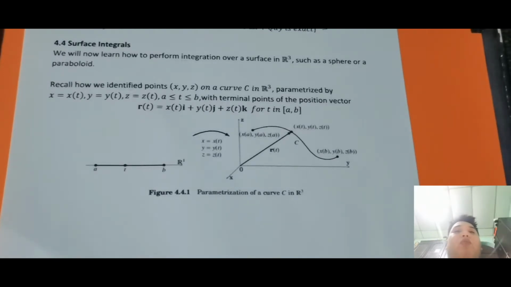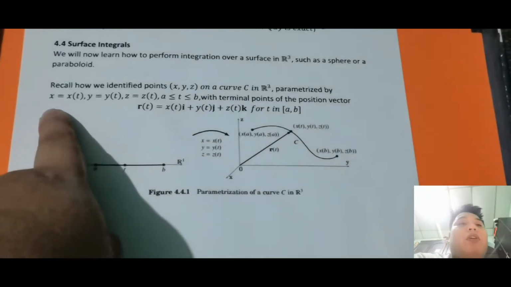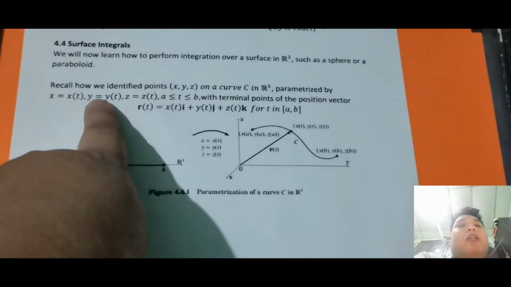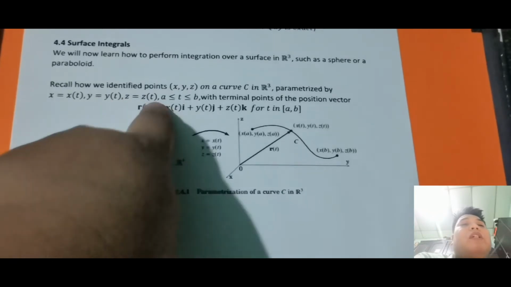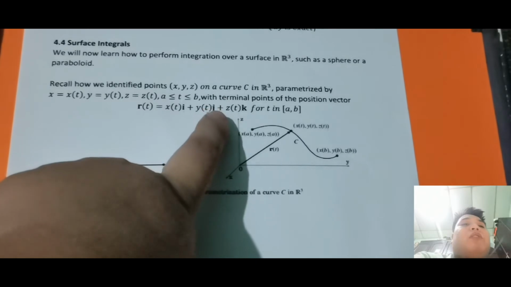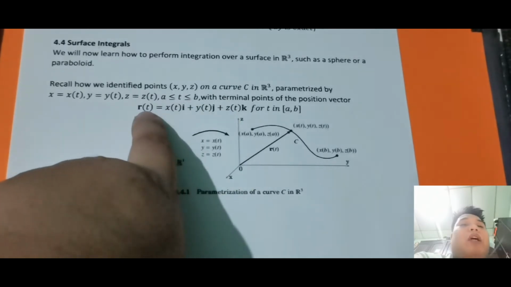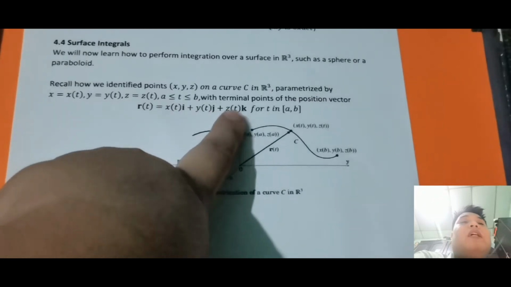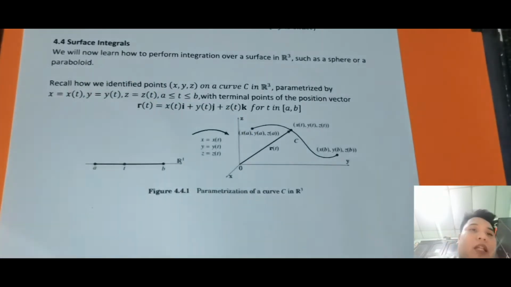So now, recall that we define points x, y, z on a curve C in R3 parameterized by this. Again, curve C in R3, so curve C pa lang tayo. So x is equal to x of t, y is equal to y of t, z is equal to z of t, for a is less than or equal to t, less than or equal to b, with terminal points on the position vector. So r of t is equal to x of t i plus y of t j plus z of t k, for t in [a, b].